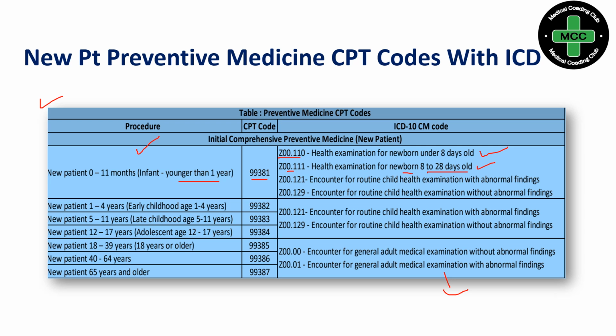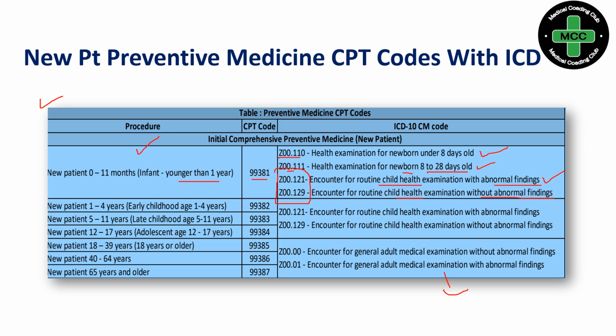And next, routine child. Other than that, like more than 28 days, the patient is maybe 5 months old or 10 months old, then what we have to use, you can check, we have two different codes. Z00.121 is for encounter for routine child health examination with abnormal findings. In the particular encounter, if the provider finds any abnormal findings, we have to go with the abnormal code, Z00.121. And same way Z00.129, encounter for routine child health examination without abnormal findings. So after evaluation, if the provider did not find any abnormal findings, we have to go with Z00.129.